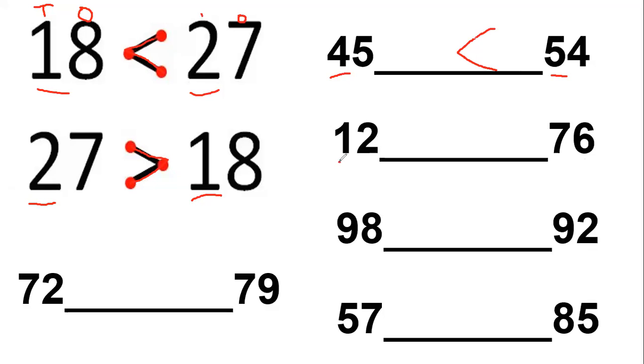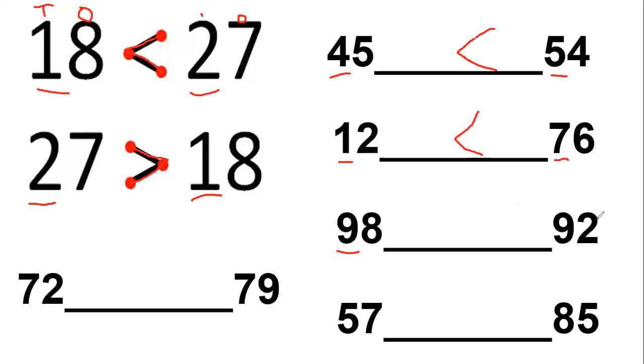The next numbers we have are 12 and 76. So again, I'm going to take the first number, that's the tens, 1 and 7. So now again, you know which is the greater, 1 or 7? Yes, the number 7 is greater. So I'm going to open the mouth of the crocodile towards the 7. That's the sign how you show which number is greater.